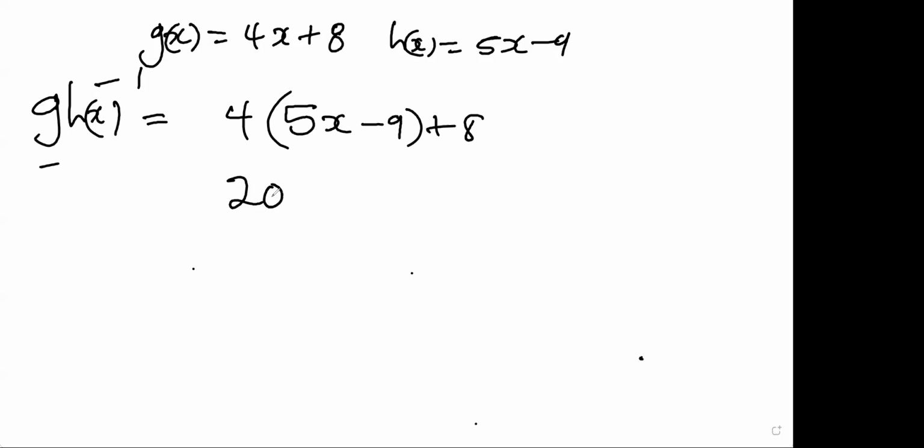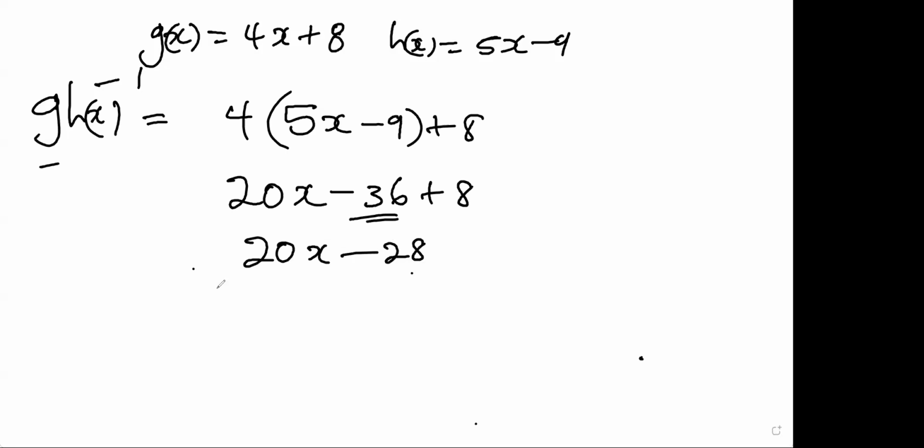4, 5, 20. 4 nines, negative 36 plus 8. Oh, but sir, I thought it was a 4. What? My which? Word. Oh, all right. So this will give one negative 28. So that works out to that, right?